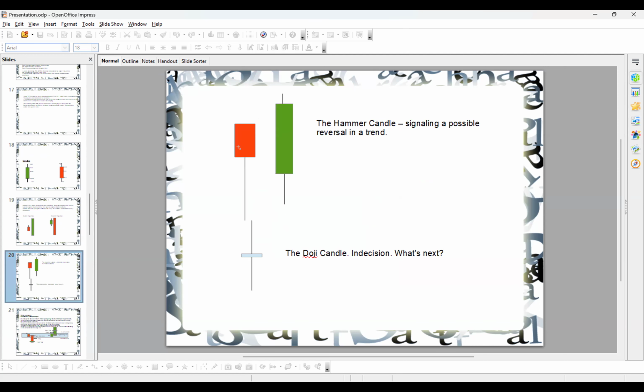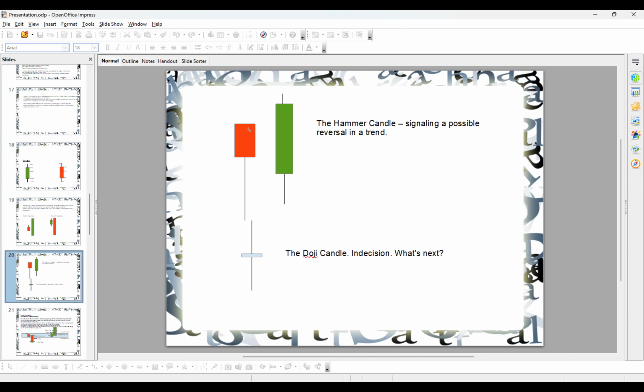The hammer candle is important, and the hammer candle can actually signal to us that we have a reversal in play. So if you notice with this, we actually have a bearish candle, but price action got pushed all the way up to here. But you notice that there are no wicks here.